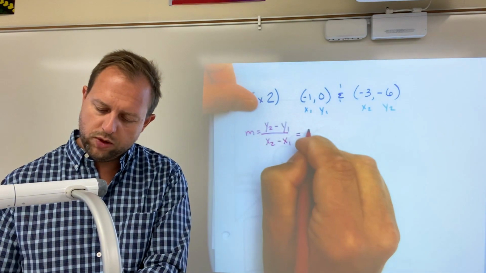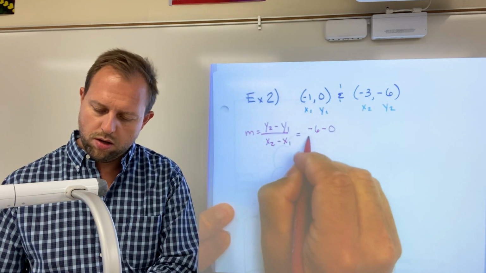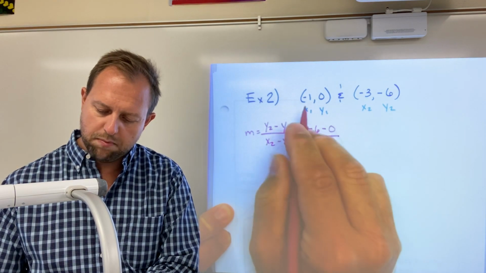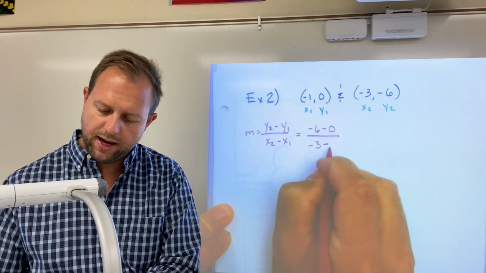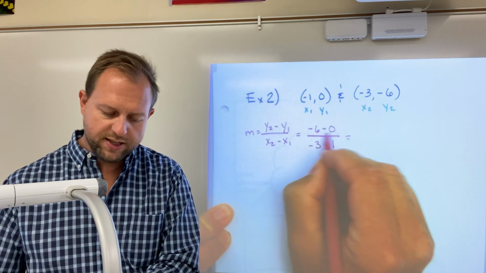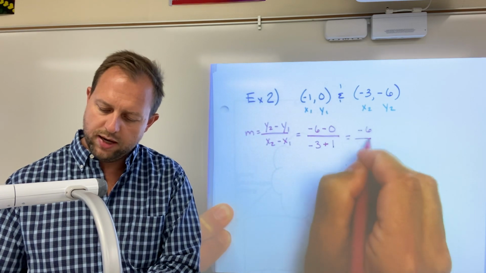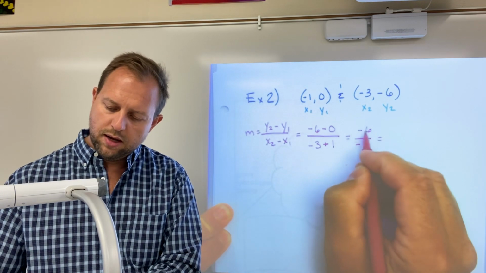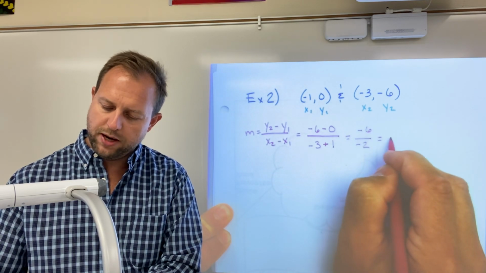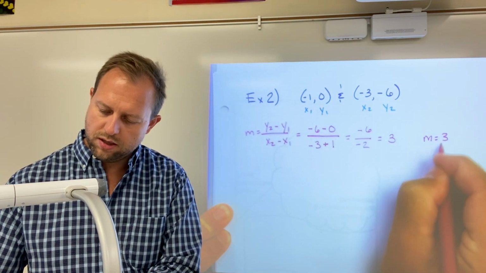Substitute in, y2 is a -6, y1 is 0, x2 is a -3, and x1 is a -1, so minus the -1 becomes a positive. -6 minus 0 is -6. -3 plus 1 is a -2. -6 divided by -2, the negatives cancel. 6 divided by 2 is 3. So our answer is m equals 3.